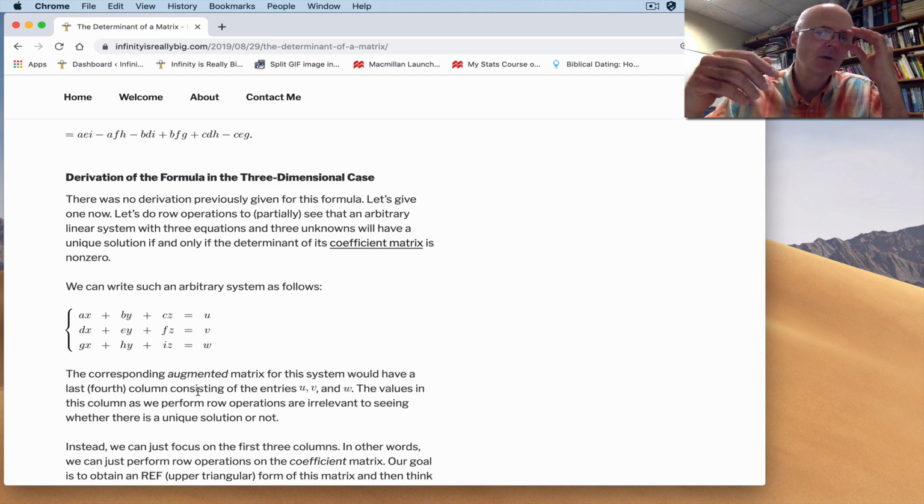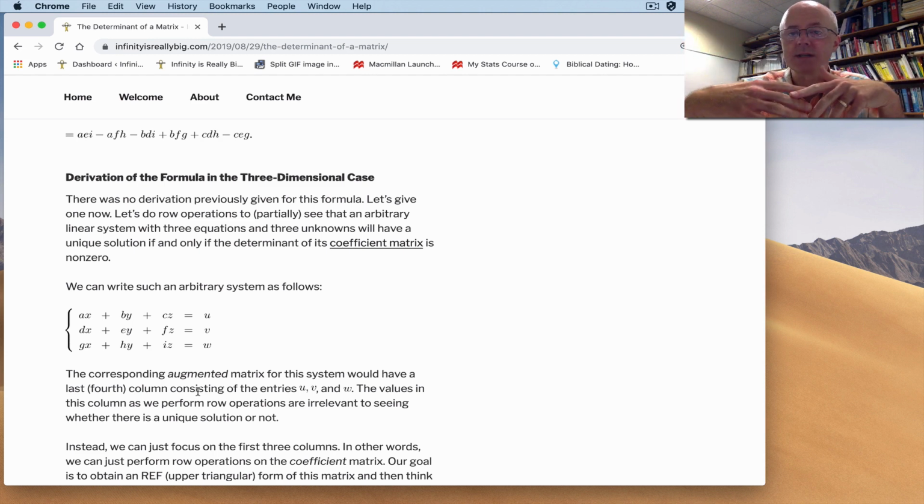I have talked about that before. And that would actually help you solve the system if you wanted to know the solution. But we don't want to know the solution here. We want to just know if there is a unique solution.